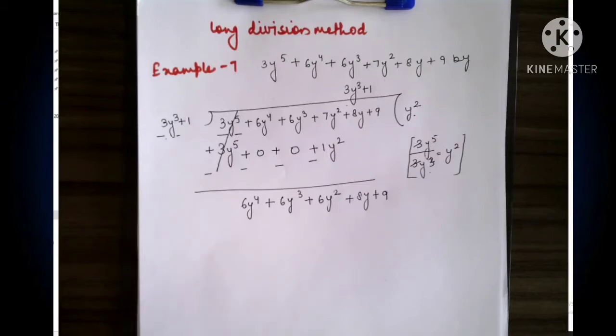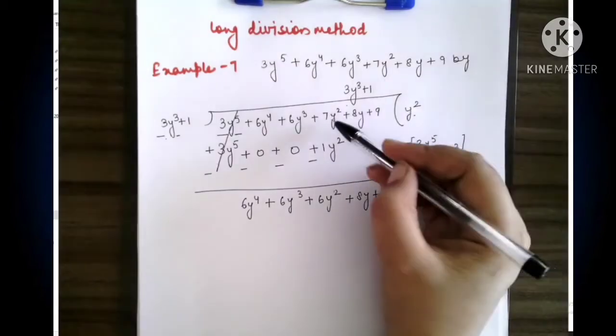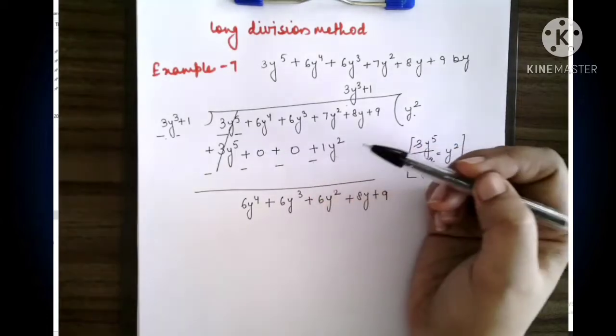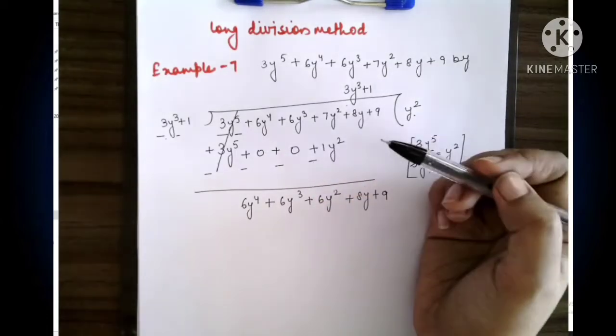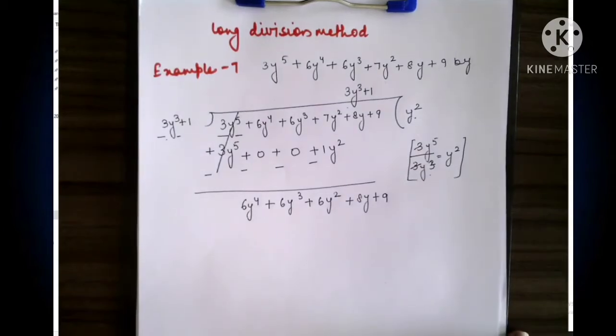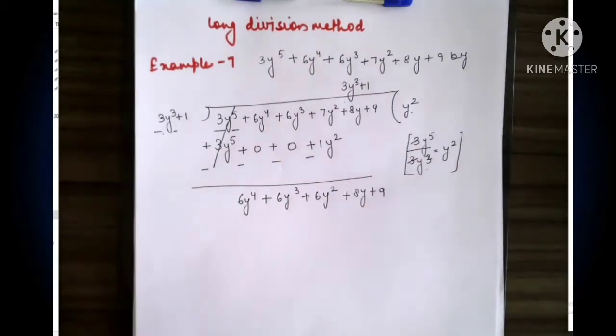Keep in mind like terms should be together. So आपने y square के नीचे लिख दिया. As these two terms are missing, you will write it as a 0. Then subtract. After subtraction, we get our new dividend. Fine. Now the same steps we will proceed now.